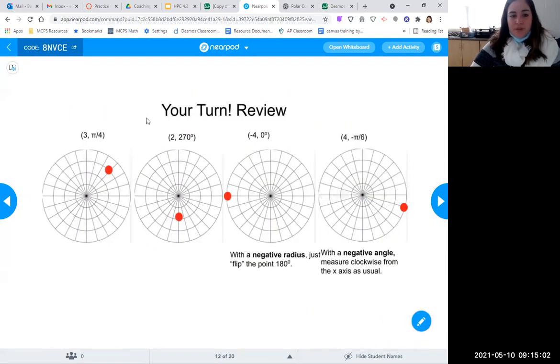All right, so let's review. So 3 pi/4 about here, 2, 270 about here, -4, 0, that's 4, 0, but flip it 180 degrees right here, and then 4, -pi/6 down here, okay? And then just a reminder, with a negative radius, just flip the point 180, and with a negative angle, measure clockwise from the x-axis as usual.